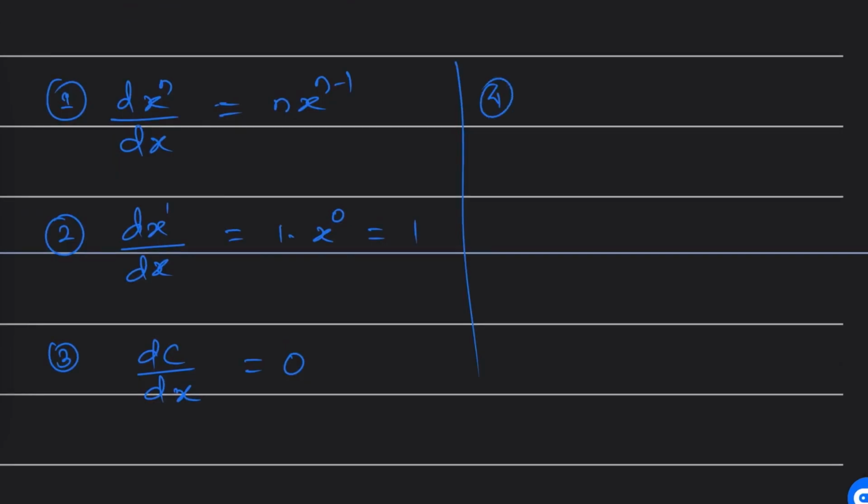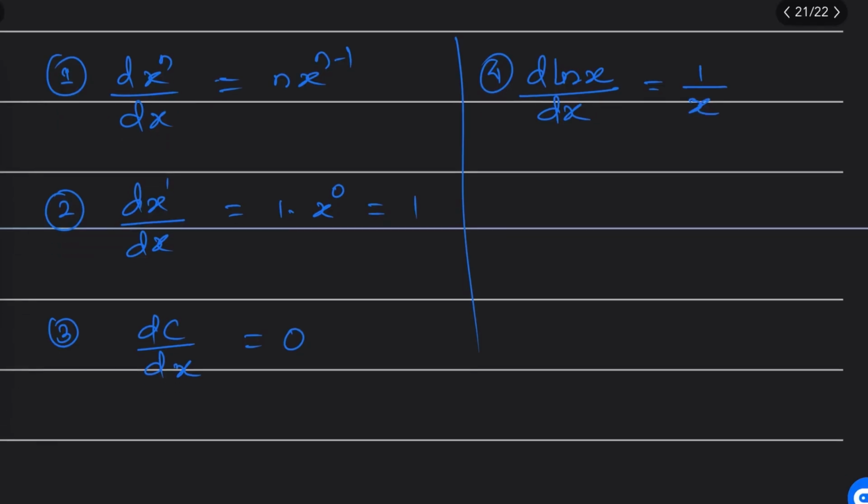Fourth formula is differentiation of ln x. You hope you understand what ln is, right? Because I already discussed what a logarithm is. In log base e, we write ln, and log base 10 we simply write log, right? So differentiation of ln x with respect to x is going to be 1 by x, right?